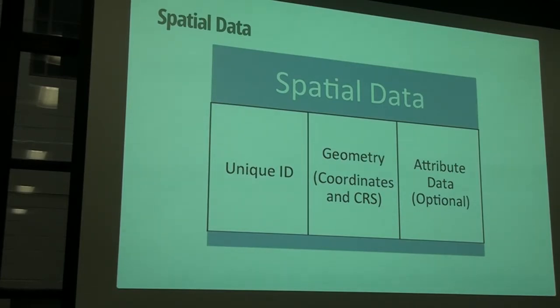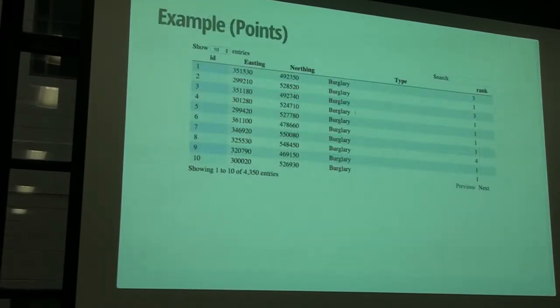If you think this way, then spatial data just has one more column, which is the geometry information. Let's look at some actual examples. This is standard spatial point data. It is crime data, like in Cumbria, in Europe. Each row represents one crime scene, and we have five columns, five variables.